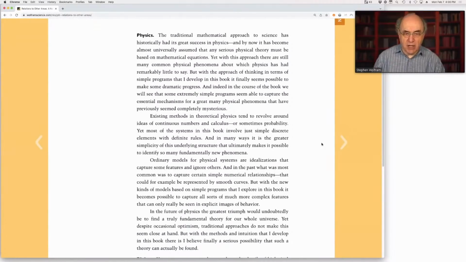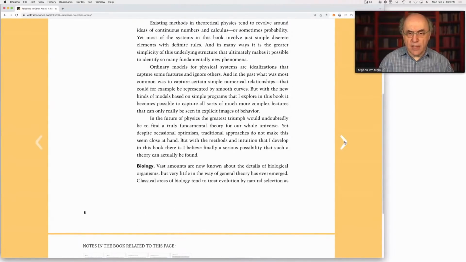I just noticed that I had said that in the future of physics, the greatest triumph would undoubtedly be a truly fundamental theory for our whole universe. Yet despite occasional optimism, traditional approaches do not make this seem close at hand. But I say, with the methods and intuition that I develop in this book, there is, I believe, finally a serious possibility that such a theory can actually be found. And 20 years later, we're in very good shape on that, I believe, which is wonderful to see.